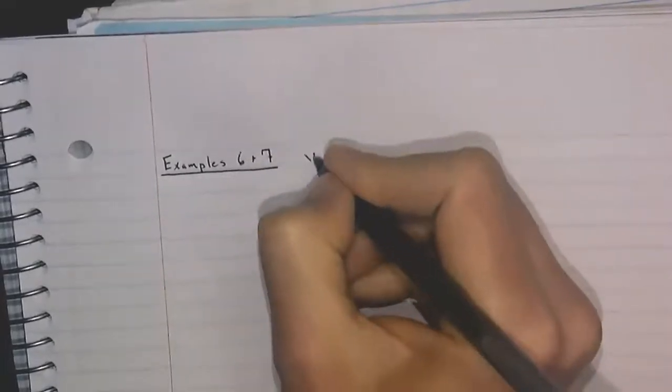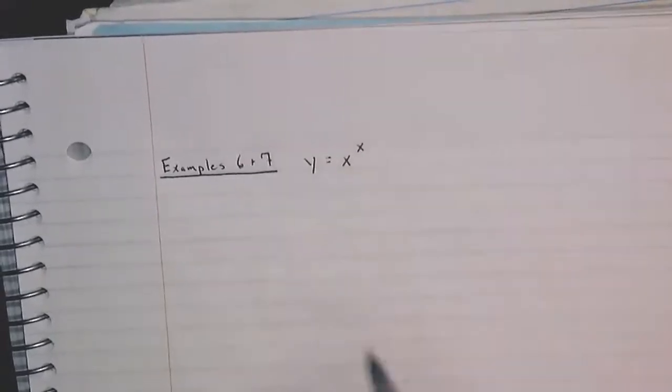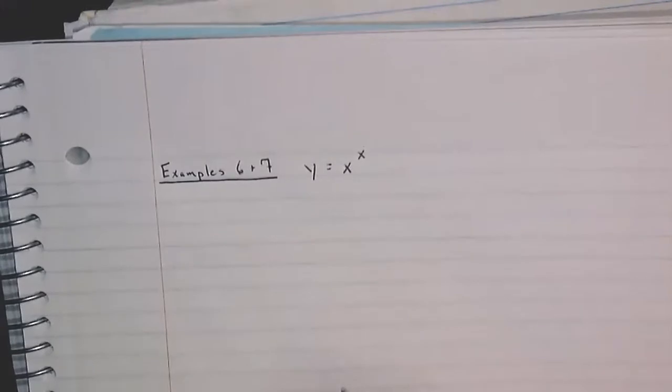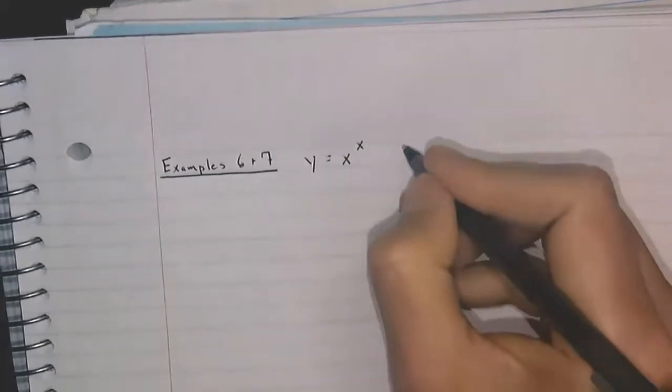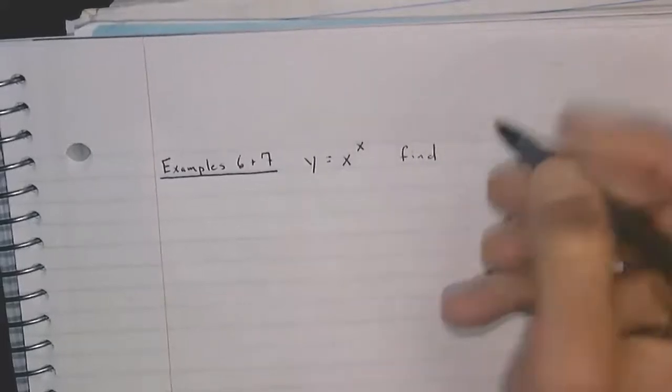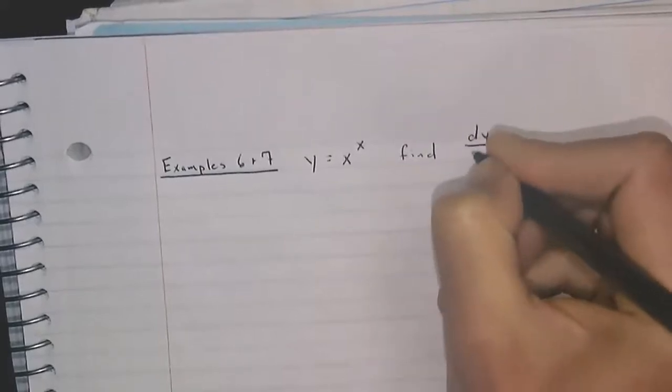2 for the price of 1. 6 and 7. And we have the function y equals x raised to the x power. What? That ain't right. Yeah, I know, it's kind of strange. And they want us to find the derivative of y. Don't do us like that. Yeah, they're doing us like that.